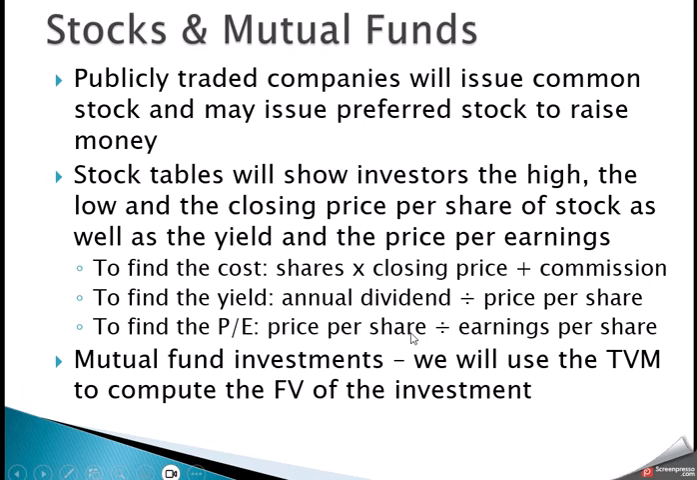And then the price per earnings ratio is our price per share divided by our earnings per share. And they should also give us that earnings per share in the table. So you just have to be able to read the table and know how to use the numbers to calculate what they're asking us for. Now, if they give us mutual fund investments to say, hey, you're putting so much money in, then we'll go back to our time value of money keys and calculate the future value of that investment. It'll involve a payment, a PMT.